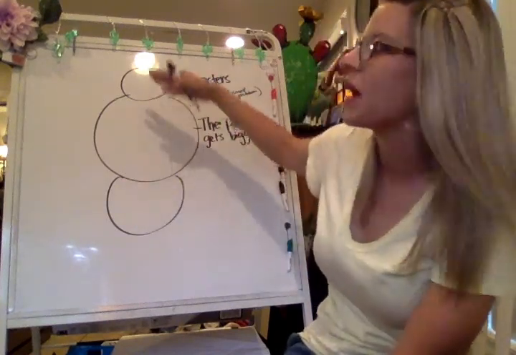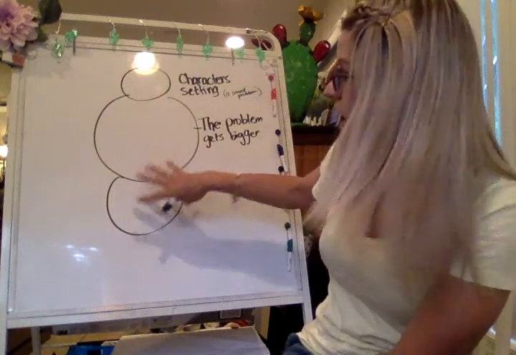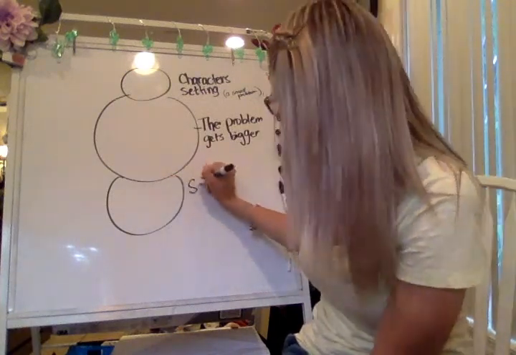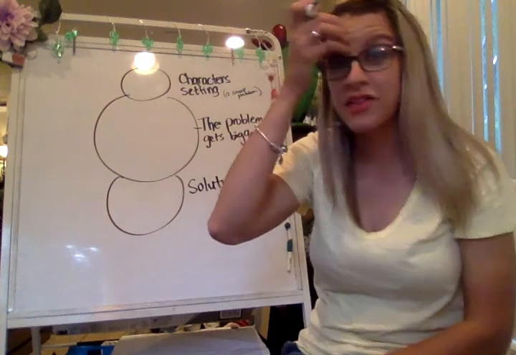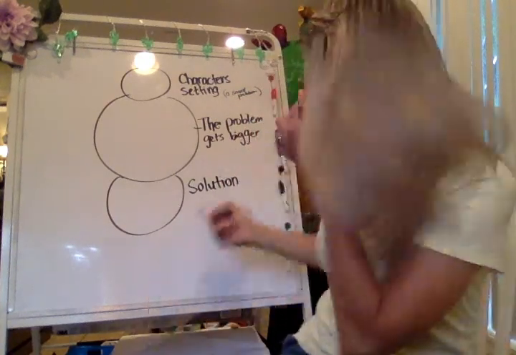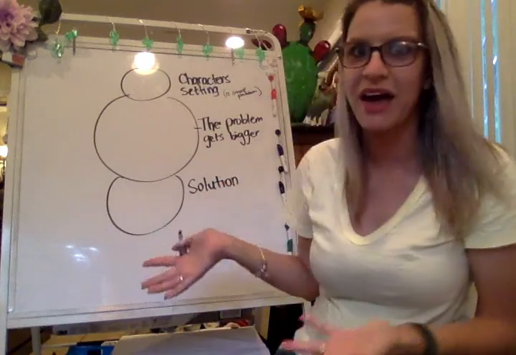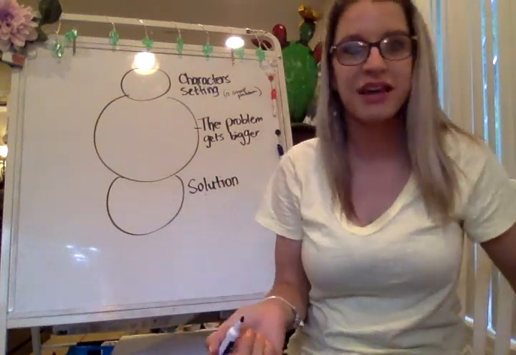So when you're thinking about the order of events that happen, the solution comes at the end of the story. The solution just means that the problem is solved. So the base word of that is solved. Problem is solved at the end of the story.